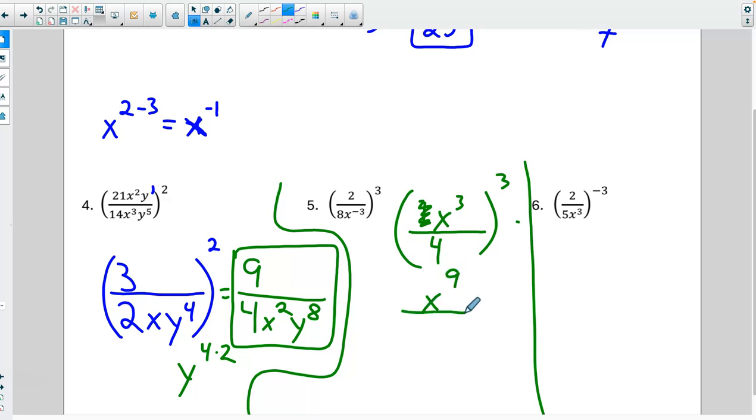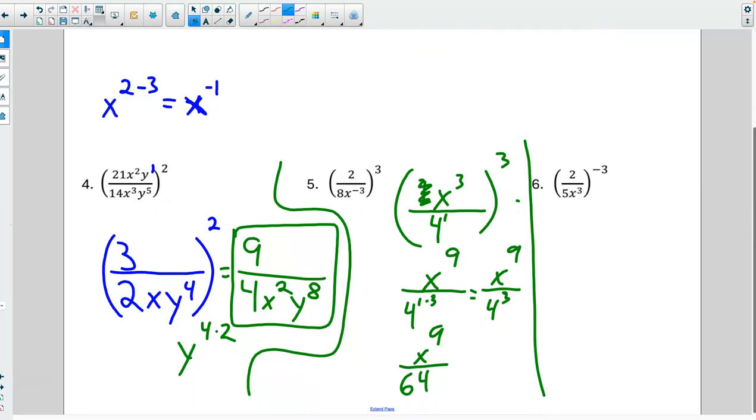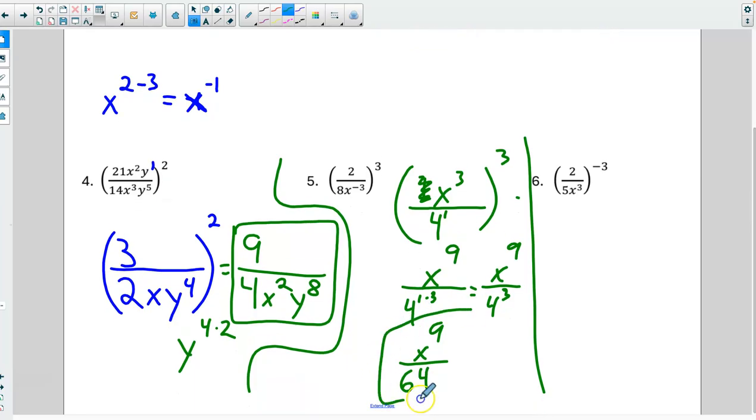What is 4 to the third power? Because remember, there's a 1 right there. So this is 4 to the first times 3, which is going to be 4 to the third. And 4 to the third is what number? You already have this down. 64. You're good. So we get 64. Done. Questions?